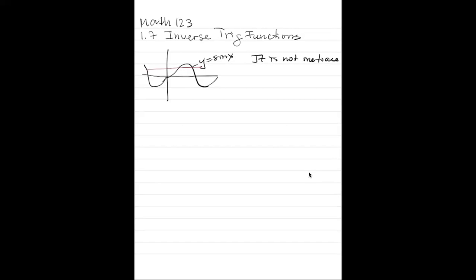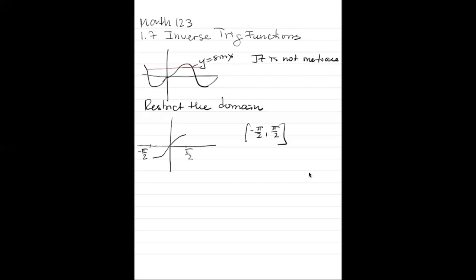So to make it one-to-one, we need to restrict the domain so it is one-to-one. So let's decide how we're going to restrict the sine. Since the sine starts at 0, we can't go past pi over 2, but we can go this direction. Let's say from negative pi over 2 to pi over 2, we restrict the domain. That's one example. You can pick a different interval, but this is around the origin, so it's convenient.